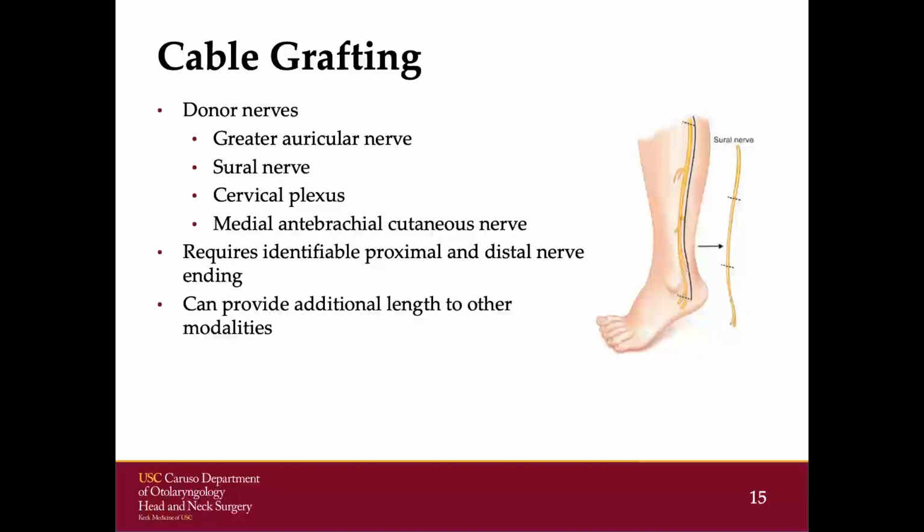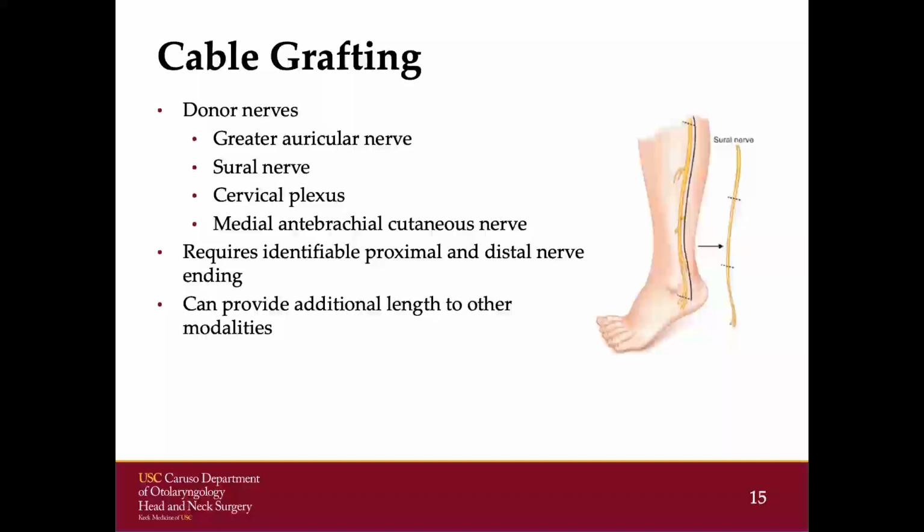And it can offer additional length to other modalities. The most common donor nerves that are used are the greater auricular, the sural nerve, the cervical plexus, and then the medial antebrachial cutaneous nerve, which is more described in the orthopedics literature. In the case of the greater auricular, the contralateral nerve should be used, and it can be identified from its origins from Erb's point. Its advantage is that its size and fascicular pattern is similar to that of the facial nerve, but it's very short.